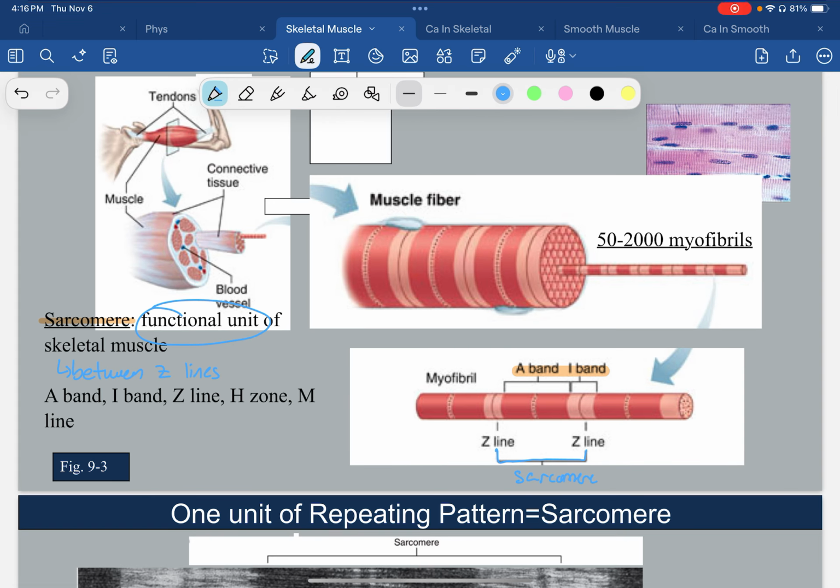So yeah, we can see that, and then our A band and our I band. Our A band is this dark band here, and our I band is that light band. So that's what gives rise to the striation patterns.